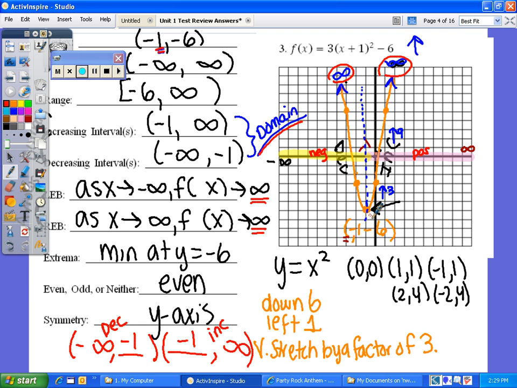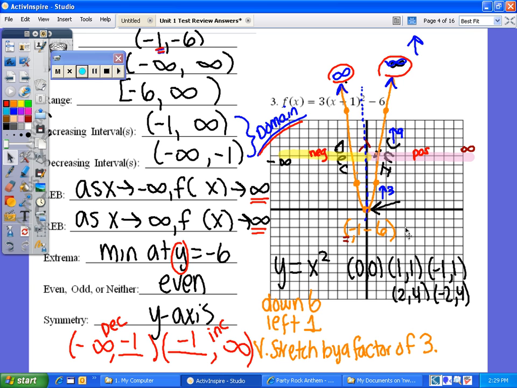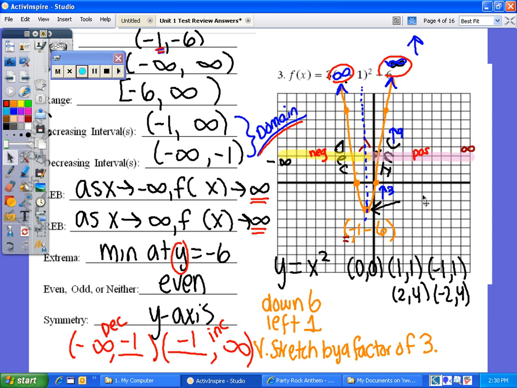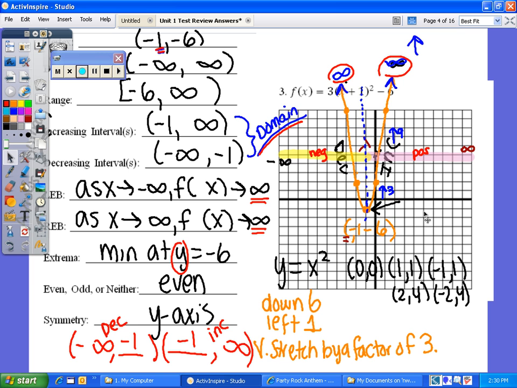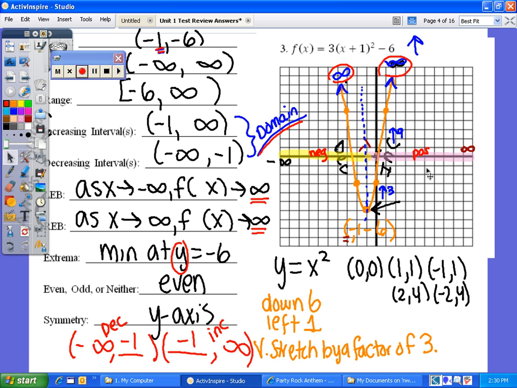Okay, there is an extrema. There's a low point here at -6, so make sure you put in the y. Now, right now, you can see that the graph is not going through the y-axis, but if we translated it back to the original spot it would have been, you see right here that it does go through the y-axis. So because of that, we say that it has y-axis symmetry, which means that it's an even function.